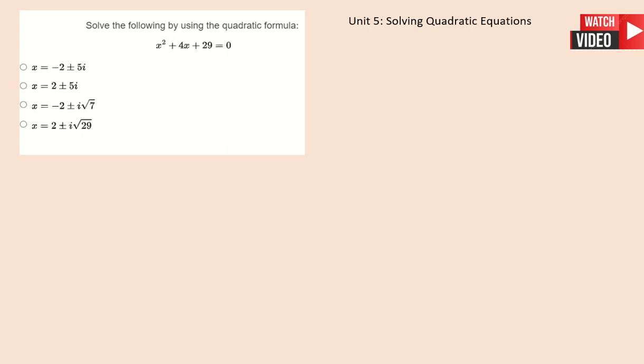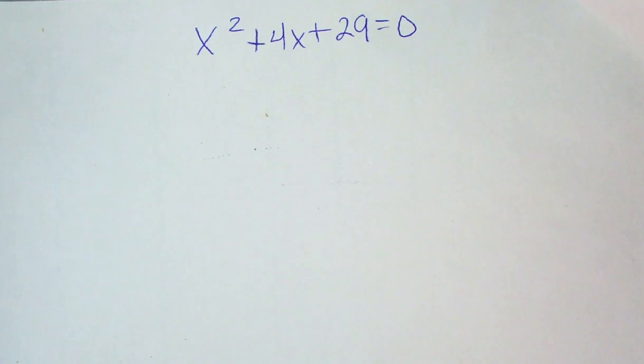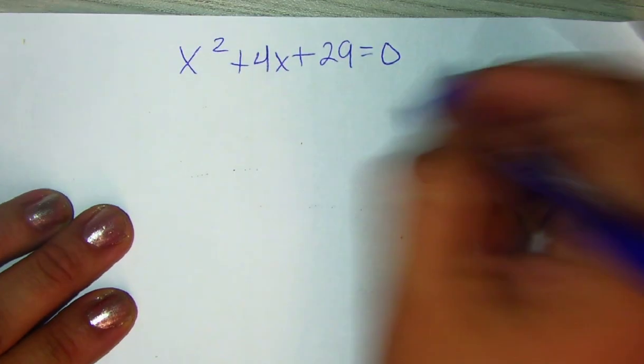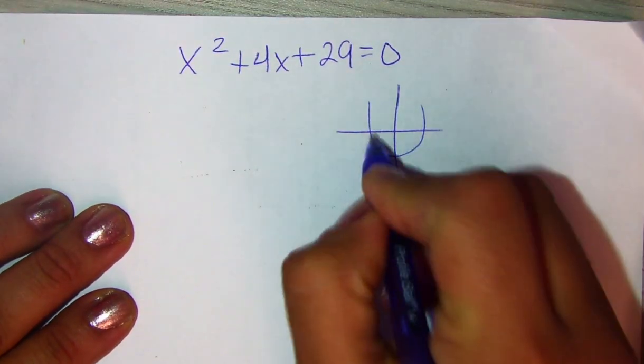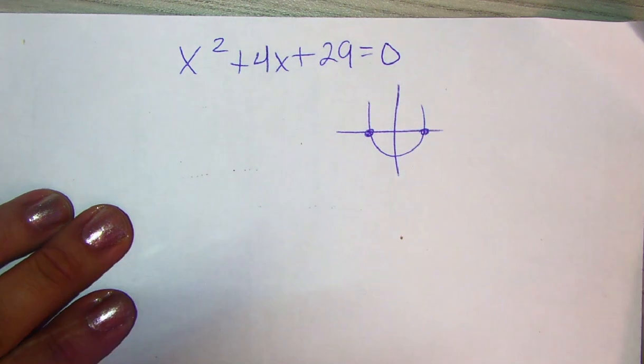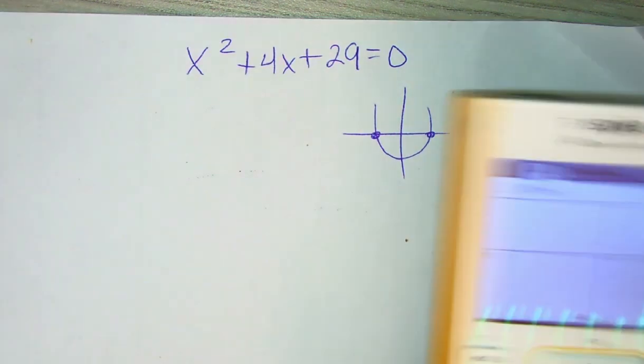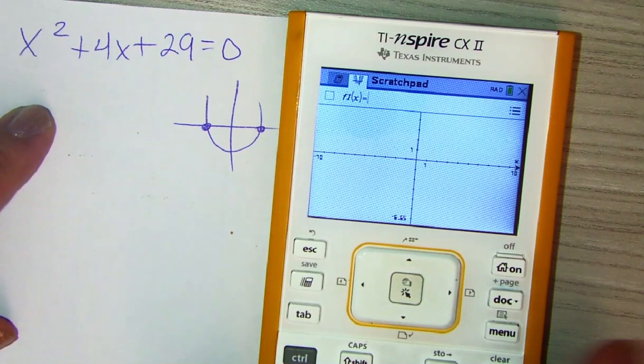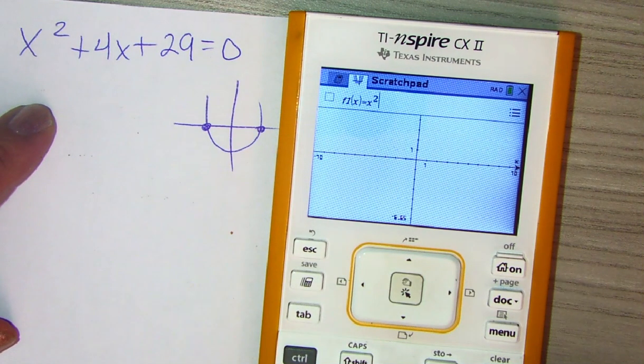In this question, we're being asked to solve the following by using the quadratic formula. And these are the answer choices, and you notice they have imaginary numbers. So let's check why we have to use the quadratic formula. If you graph this in your calculator, remember when you're solving, you're looking for solutions. You're trying to see where this quadratic equation or graph is touching the x-axis. So if we graph this in our calculator, it would look something like this.